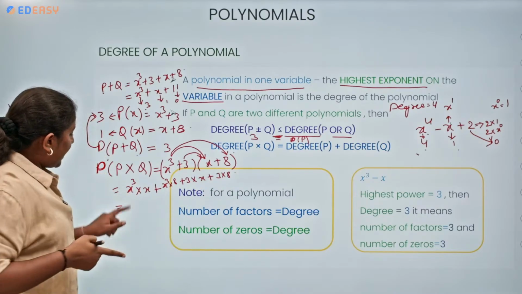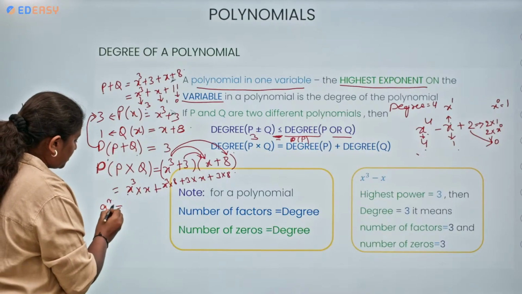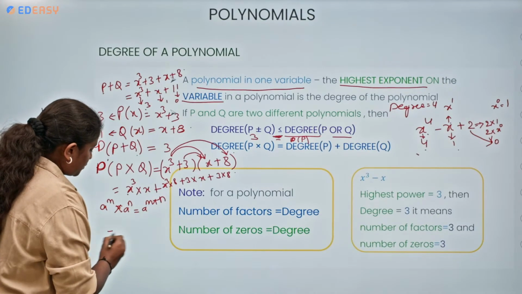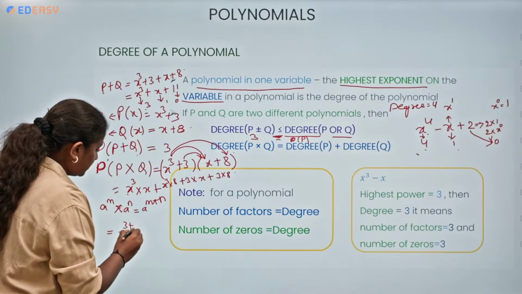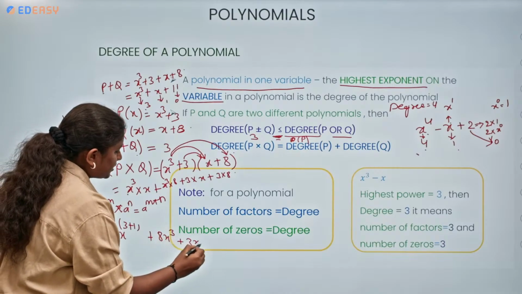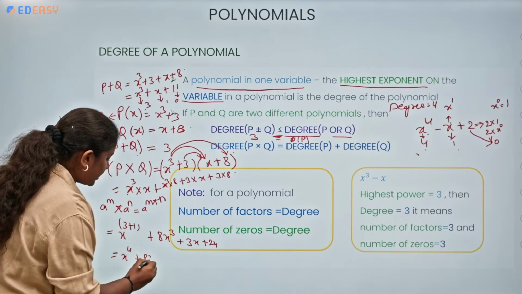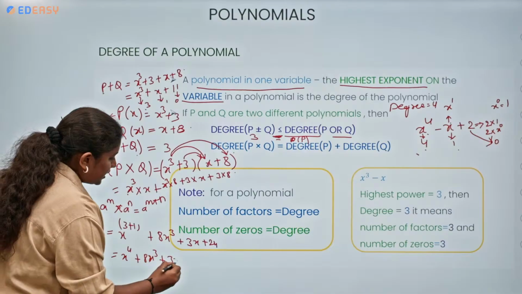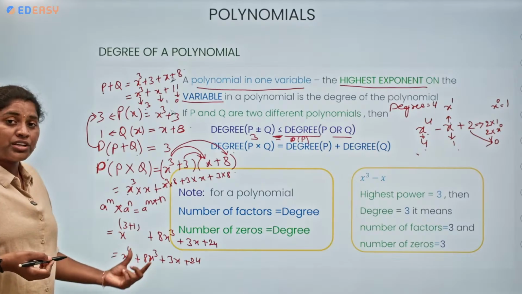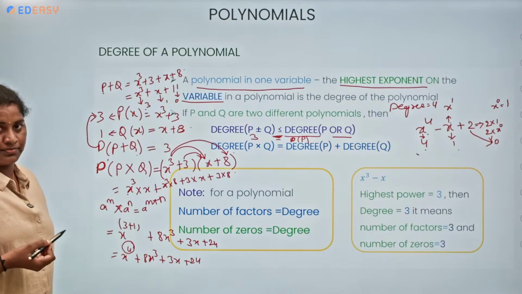Now x cube into x is in the form of a to the power m into a to the power n. So we can write a to the power m plus n. So we will be getting x to the power 3 plus 1 plus 8x cube plus 3x plus 24. Okay. So that becomes x to the power 4 plus 8x cube plus 3x plus 24. Now if you compare the powers or exponents of the variable, then you can find degree of p into q as 4, right?